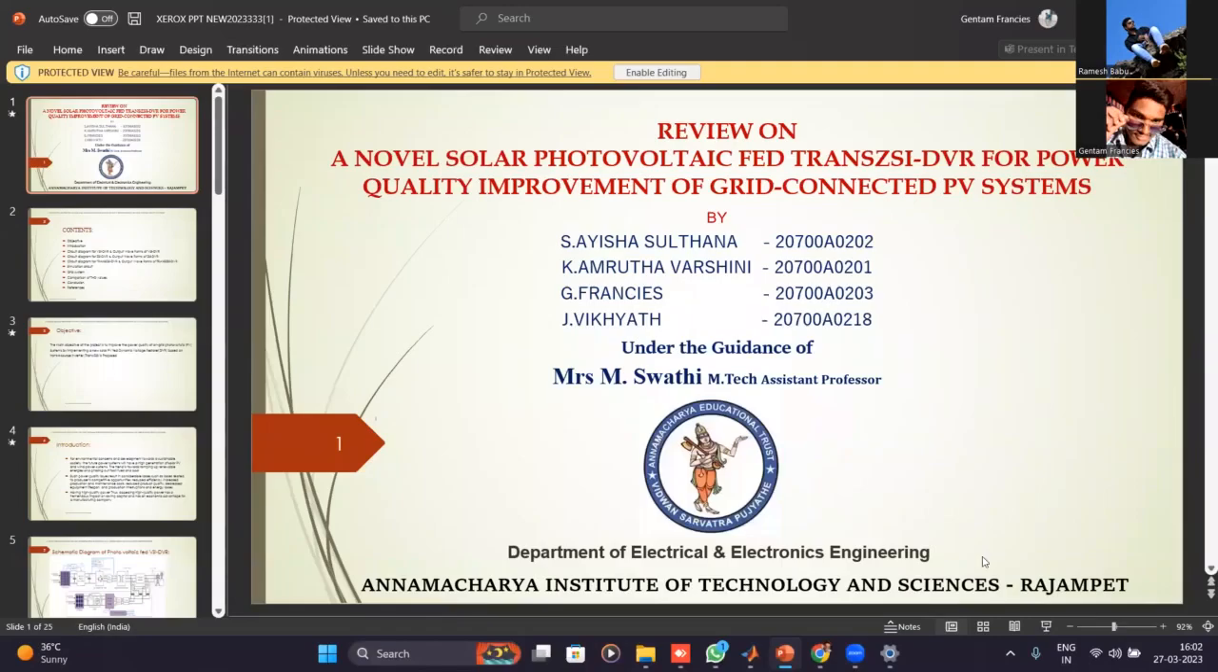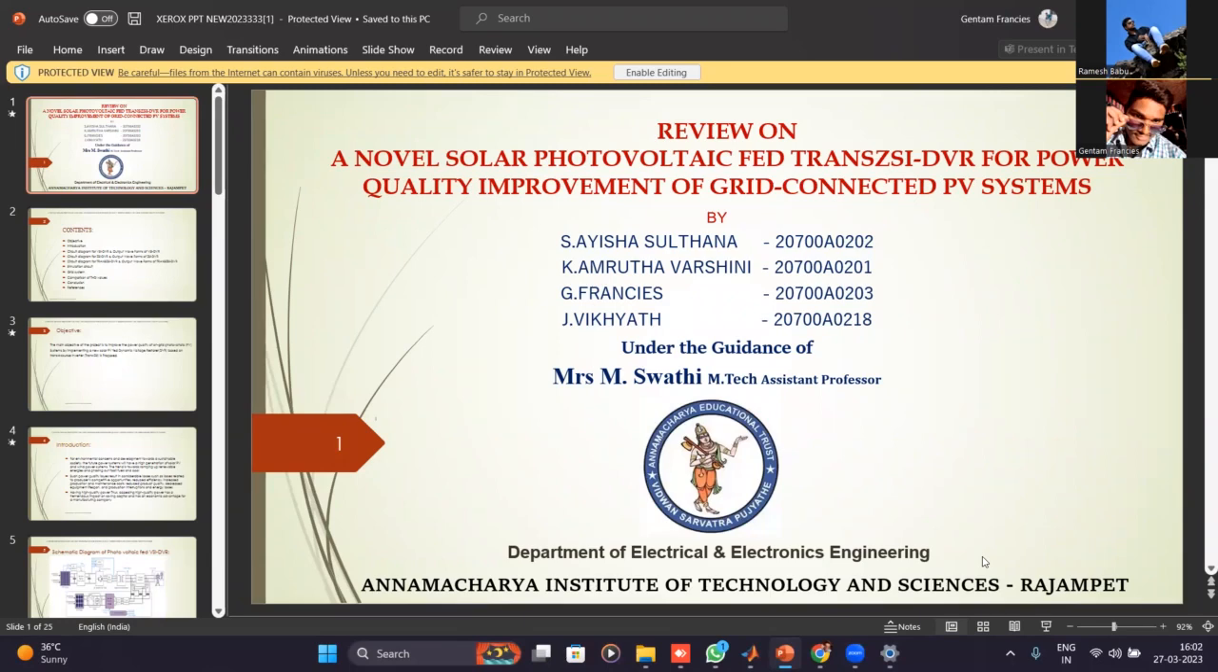Under the guidance of Swati Madam, we are conducting a project named a novel solar photovoltaic fed TransZSI-DVR for power quality improvement of grid-connected PV system. As a team, we are final year BTech students from Annamacharya Institute of Technology and Sciences, Rajampet. Today, we are presenting this project.